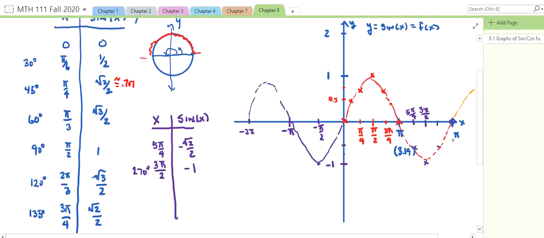So this is 2 pi. So out to 4 pi, this would have started repeating again. So this function just repeats over and over. They call this a sinusoidal function.